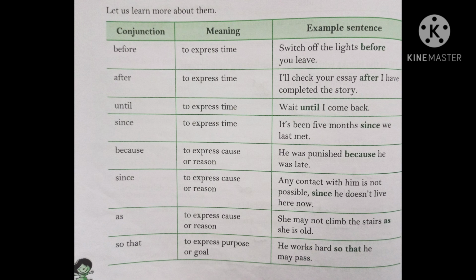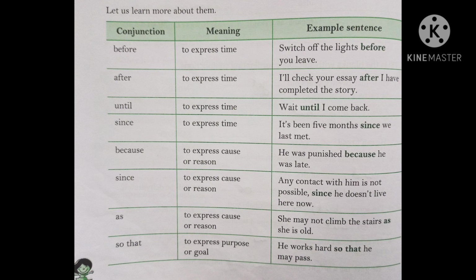Since is used for two purposes. Since is used to express time. It's been 5 months since we last met. Or to express cause or reason. Any contact with him is not possible since he doesn't live here now. Next one is as. As is used to express cause or reason. She may not climb the stairs as she is old.